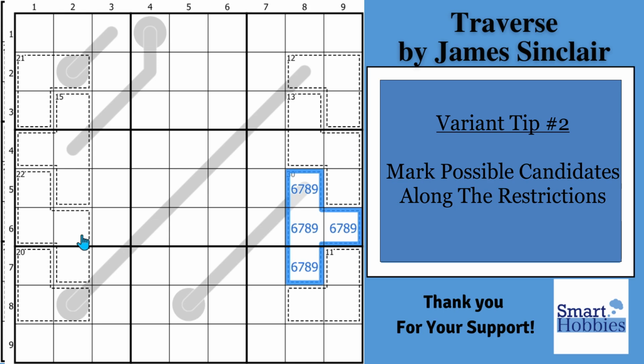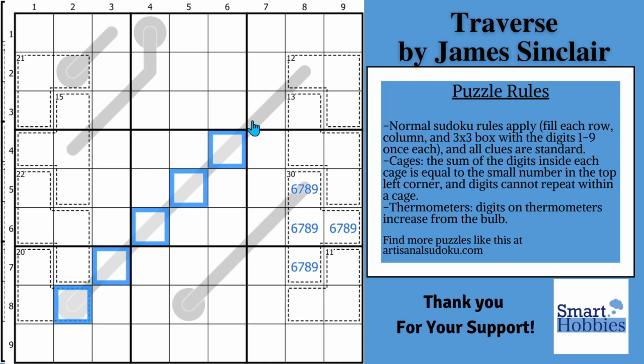You want to mark possible candidates along your restrictions. And you'll notice this thermometer, the longer the thermometer, the more restricted it will be, right? Because it has to go from between 1 and 9. And you might notice that there's 7 cells along this thermometer, so it only has 3 degrees of restriction. At the top, this could be at most a 7, 8, 9. And this is a 6, 7, 8, 5, 6, 7, 4, 5, 6, 3, 4, 5, 2, 3, 4, and a 1, 2, or a 3.